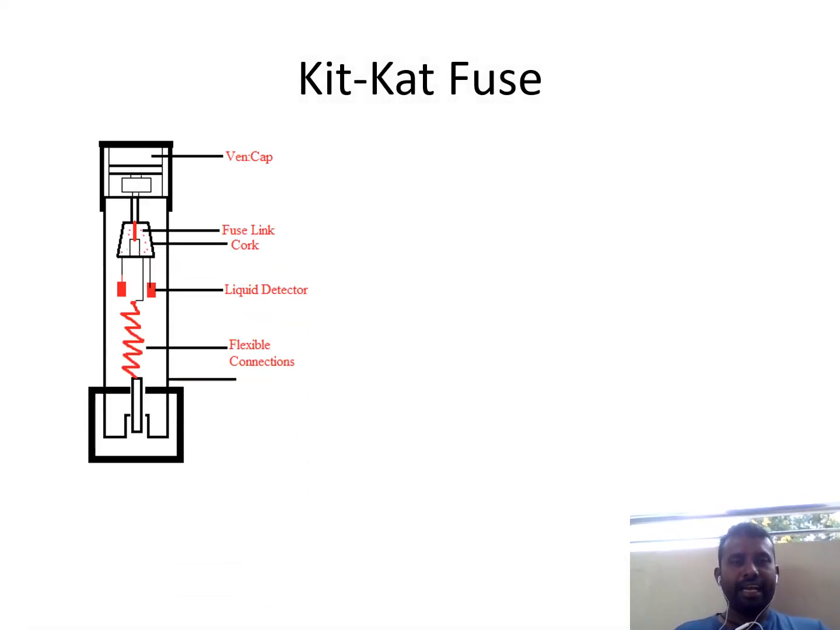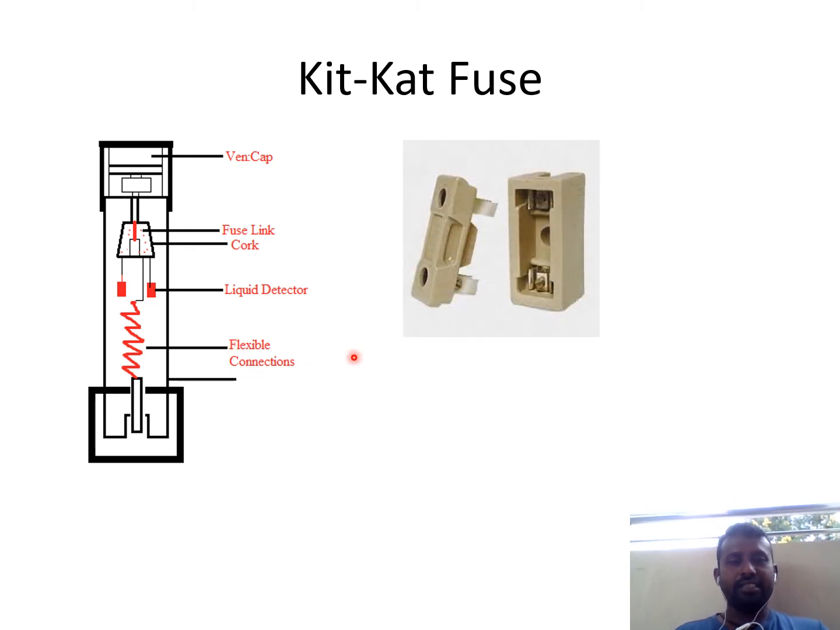So this is a KitKat fuse. Here we have the cap, fuse link, cork and liquid detector, and flexible connections, as you can see, and this is that fuse. You will have some wire in this. So this is a KitKat fuse.